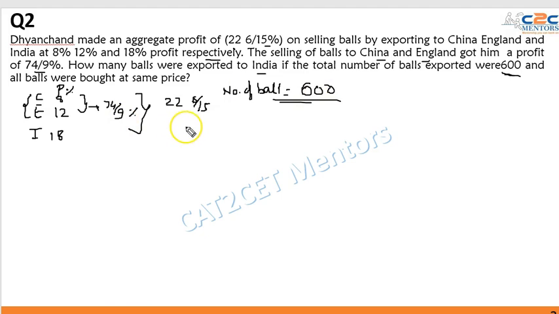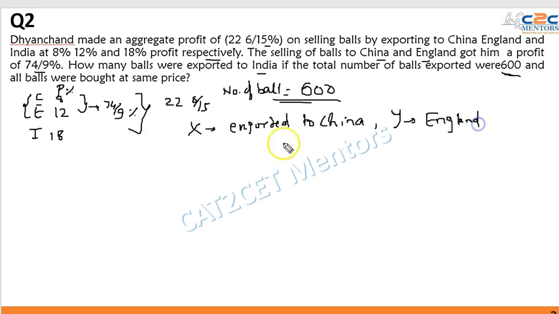Now initially I am assuming that let X be the number of balls which are exported to China and Y be the number of balls which are exported to England. So I am left with 600 minus X minus Y. This is the number of balls which are exported to India. This comes from the fact that X plus Y plus whatever this might be is equal to 600, and I am left with 600 minus X minus Y as the quantity that is exported to India.